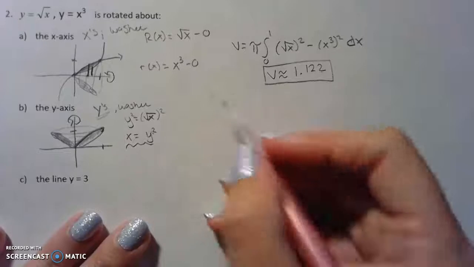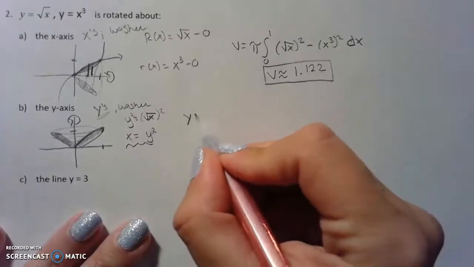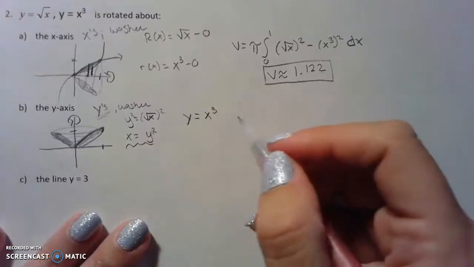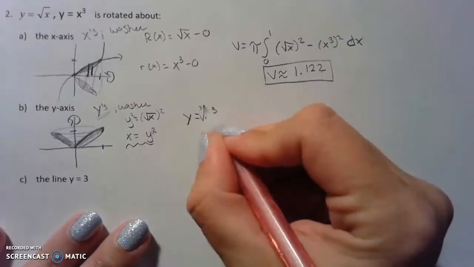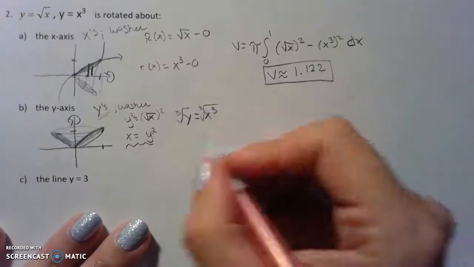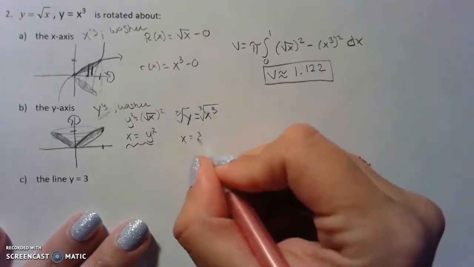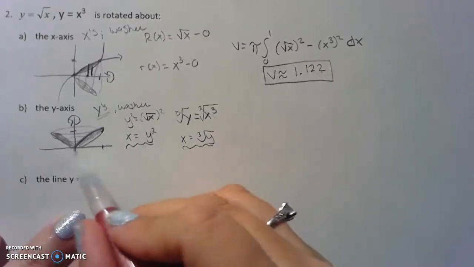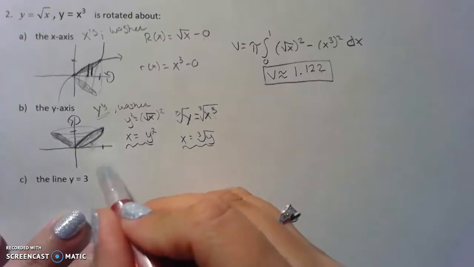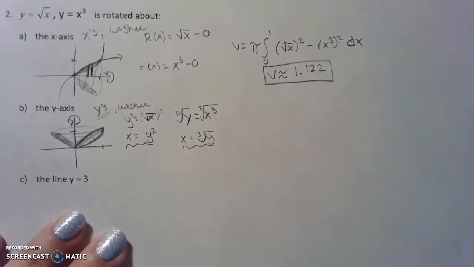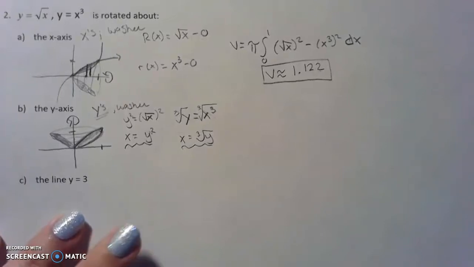Y squared. Our other equation was y equals x cubed. To get x alone, I can take the cube root of both sides. So x equals the cube root of y. That's my second equation. That is going to be this piece that used to be my cube function. Now it's a cube root function. Make sure you remember which piece goes where.